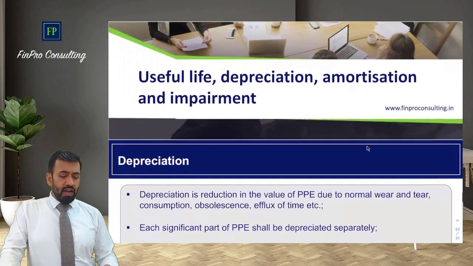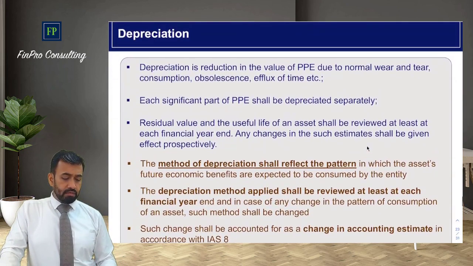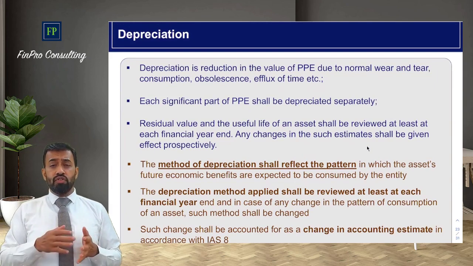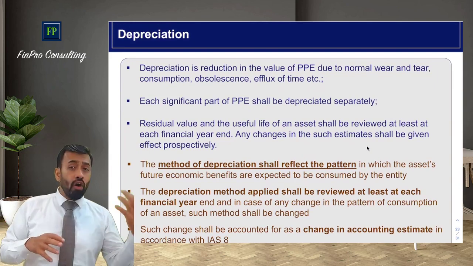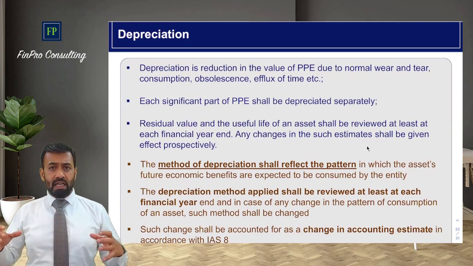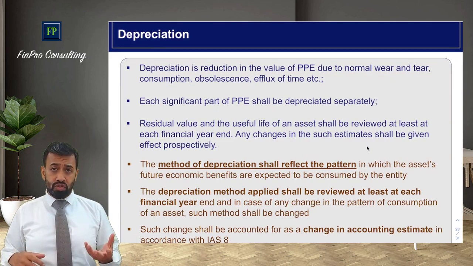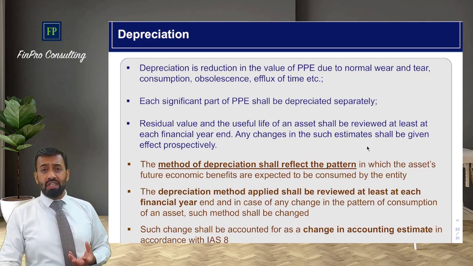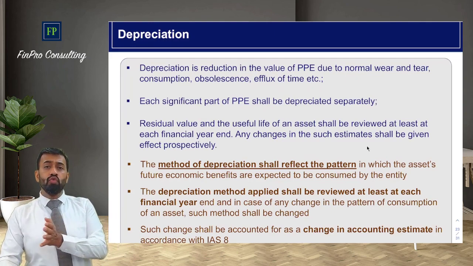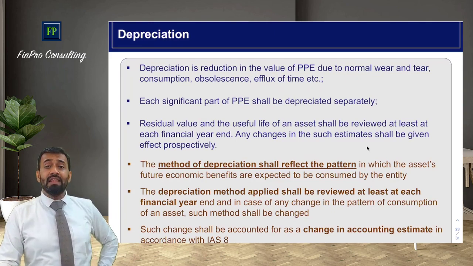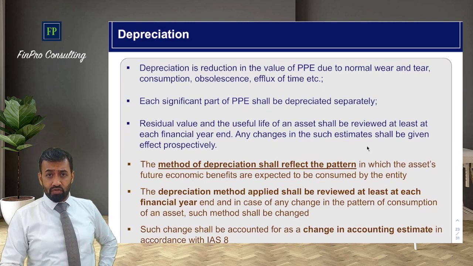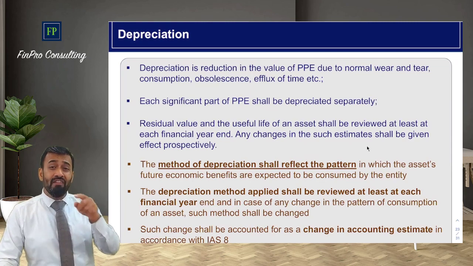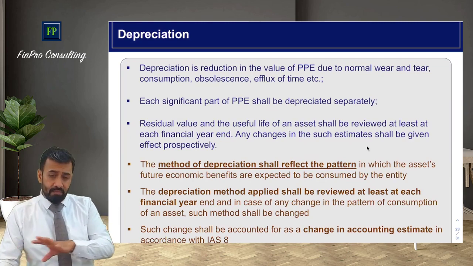Discussion with respect to useful life, depreciation, amortization, and impairment. As I mentioned earlier, depreciation is a cost which is charged to P&L on a systematic basis based on its usage. Correct? And that's why the depreciation method is not a policy choice, it's an estimate. How you are going to utilize that asset over its useful life will give us the method of depreciation. So depreciation is charged to P&L on the asset for its normal use, wear and tear, passage of time, or obsolescence.